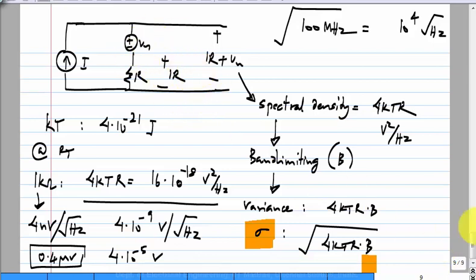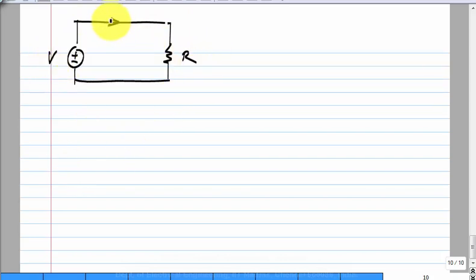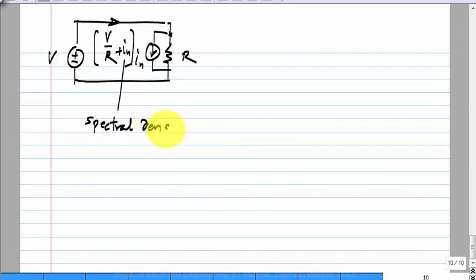Now, I showed this as a voltage, but exactly the same thing will happen if I have V and R, and I expect that the current here is V by R. In reality, you will have this noise current source I_n, which you can't separate out. So, you will have V by R plus I_n. What is the spectral density of this? What is the spectral density of I_n? 4kT divided by R. This just comes from the Thevenin and Norton equivalents. 4kT by R, what are the units? Ampere square per hertz.